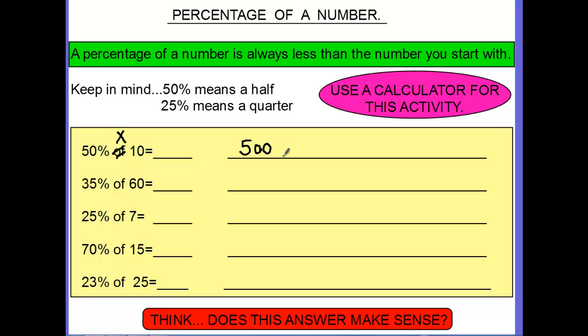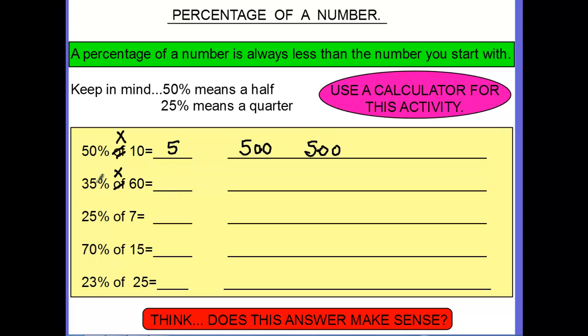Could it be 50? Now it can't be 50 because we only started with 10. Remember, it's got to make sense. Okay, so let's write down 500 again. And this time we're going to go one place, two places, and we put the decimal point there. Could the answer be 5? Does it make sense? Well, half of 10 is 5, so your answer there is 5. Okay, next one. Just remember that "of" means times, lots of.